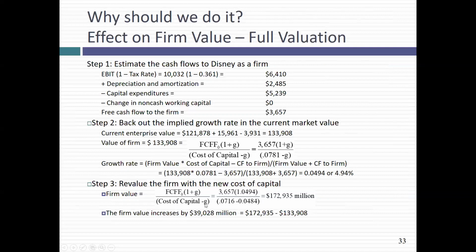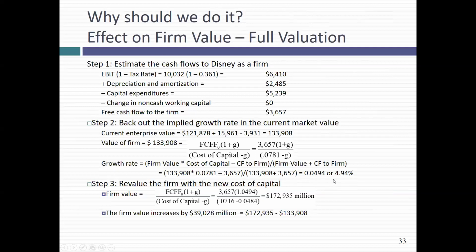Now, in order to do this, we need a couple different things to estimate, right? First, we're going to need to know what is the free cash flow to the firm. That's just based on our prior calculations, 3,657. The second thing we're going to need to know is what is the growth rate. And the growth rate we've estimated, right, as the implied growth rate here. So I'm going to figure out what is the growth rate, which is 4.94%.